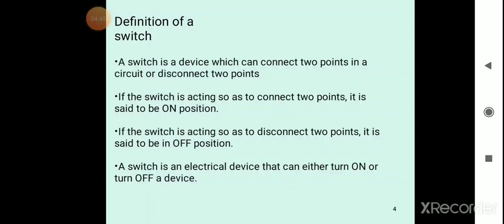Whenever it connects, we see what is happening in the slides. We explain in detail. If the switch is acting so as to connect two points, it is said to be in the on position. Whenever it is in the on position, the power passes through the switch. If the switch is acting so as to disconnect two points, it is said to be in the off position. A switch is an electrical device that can either turn on or turn off a device.